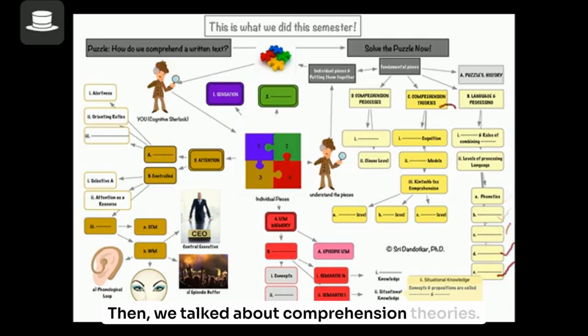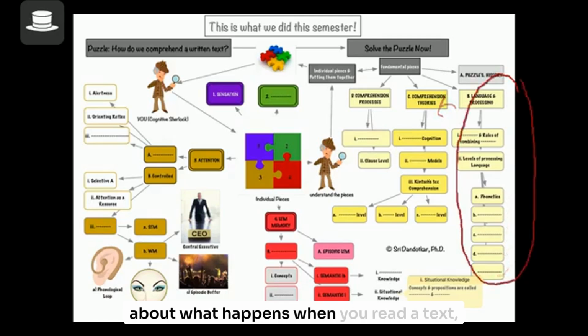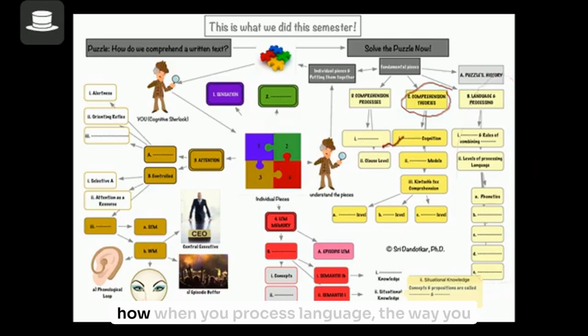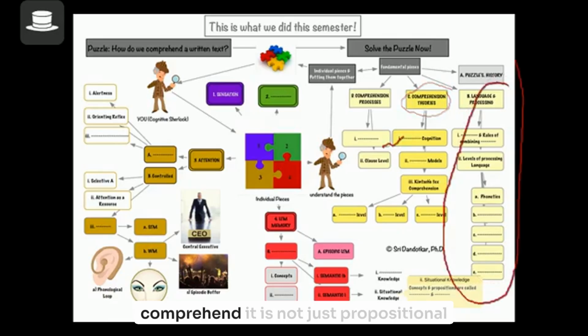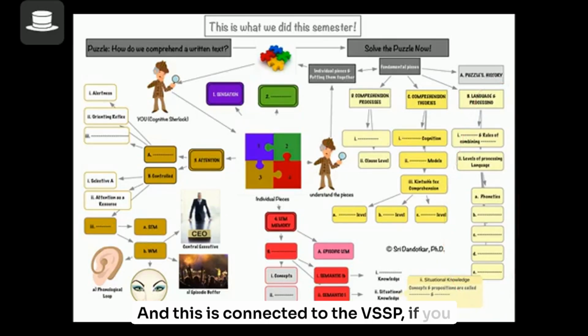Then we were talking about comprehension theories. If these levels of processing language talk about what happens when you read a text, right? Processing the language itself. Comprehension theories give an explanation as to how things happen. For instance, embodied cognition talks about how when you process language, the way you comprehend it is not just propositional extraction, but it has more to it, where you become a part of the situation that is unfolded when you're reading something. And this is connected to the VSSP, if you remember, to comprehend your purpose. The purpose is for you to interact with the objects in the environment.